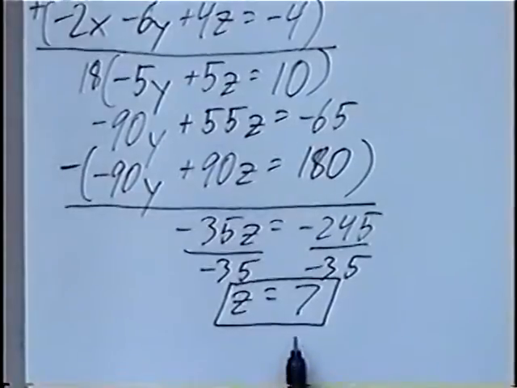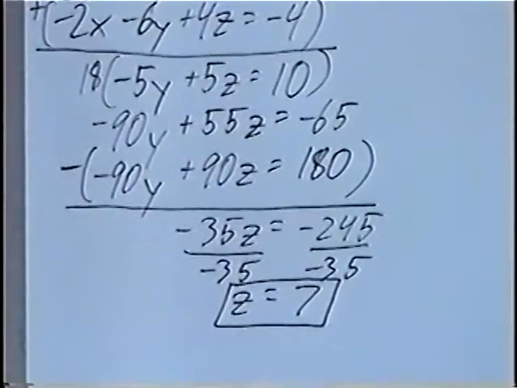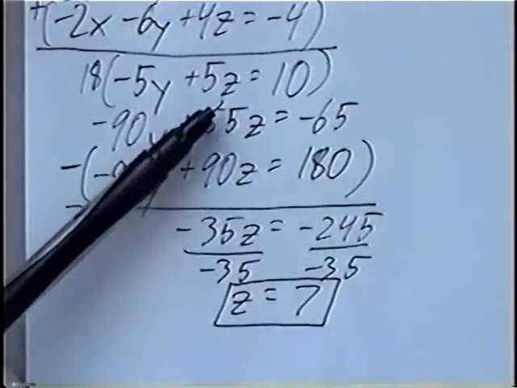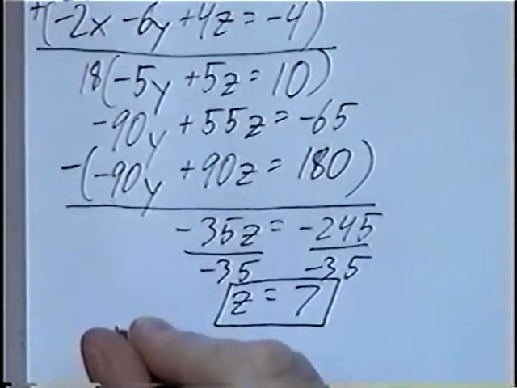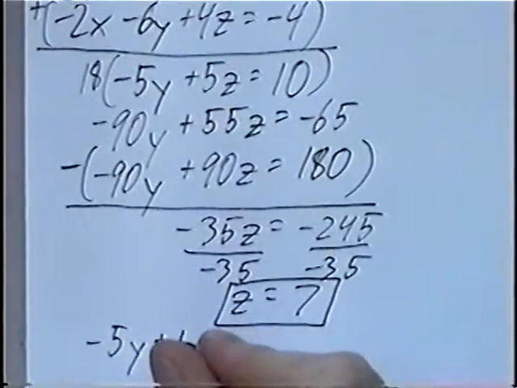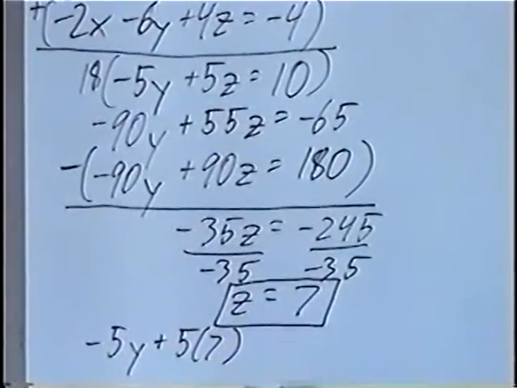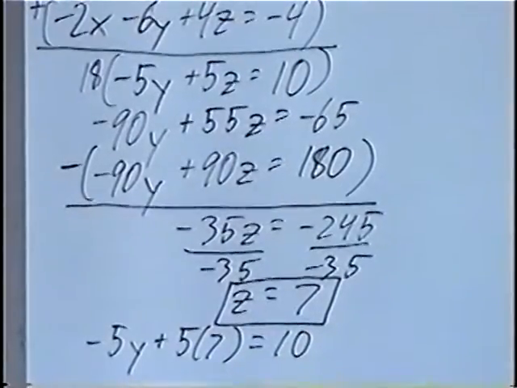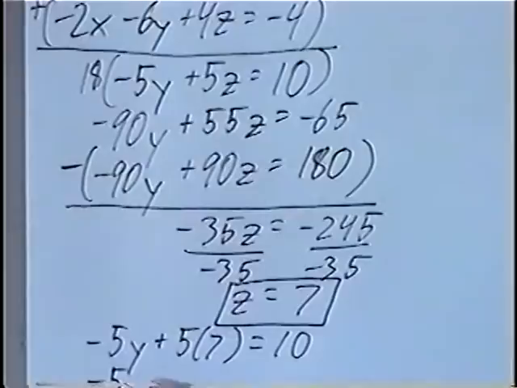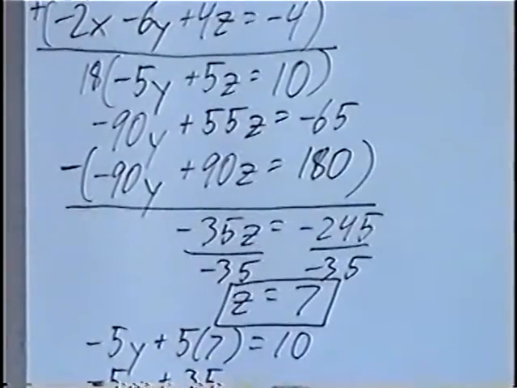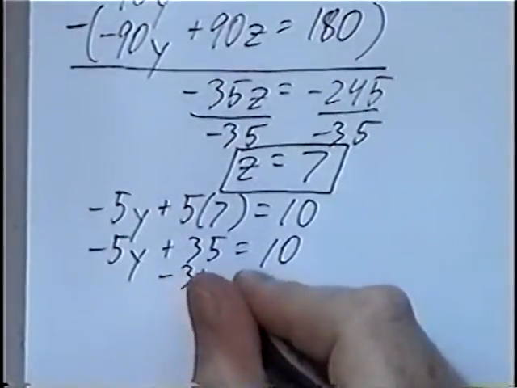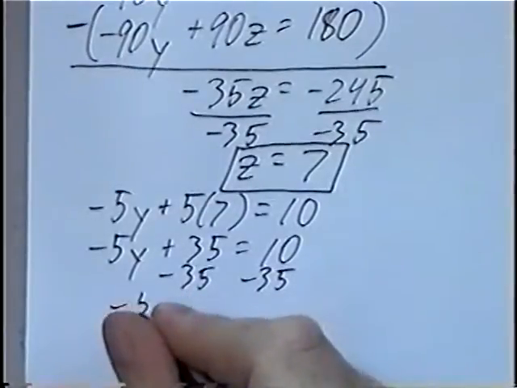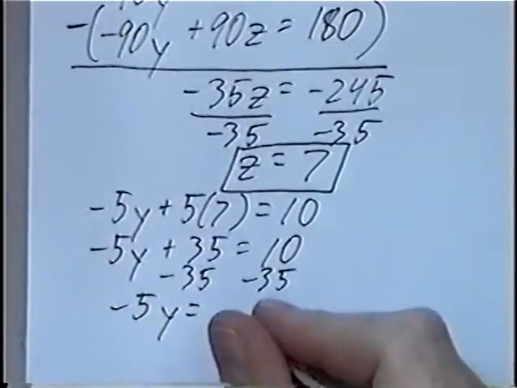Continuing this question, once you find one variable, you can plug it back into any other equation to solve for the others. An easy equation to use would be one that has z and one other variable. For example, the last equation we had with y and z would be negative 5y plus 5z, but instead of z, we can put a 7 in, and equals 10. Solving from here, negative 5y plus 35 equals 10. Subtracting 35 on both sides, negative 5y equals negative 25.